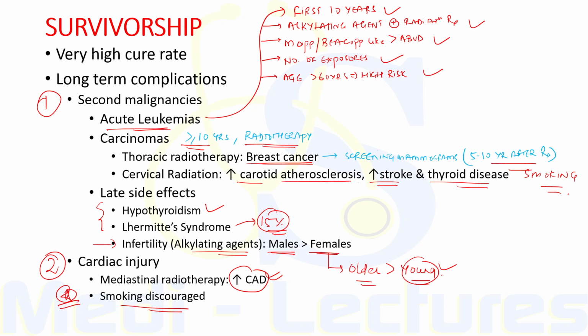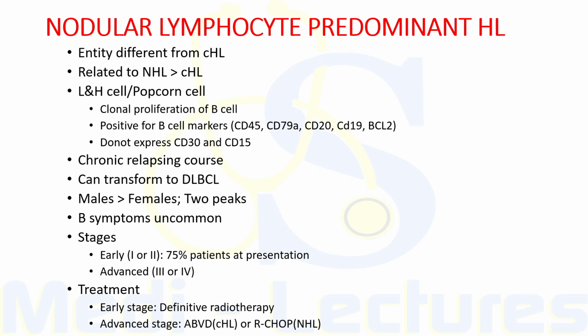So with this, we have completed the discussion on classical Hodgkin's lymphoma. Now let's see a last slide on discussion of nodular lymphocyte predominant Hodgkin lymphoma. It is now recognized as an entity which is different from classical Hodgkin lymphoma. This is an unusual clinical entity and represents less than 5% of the cases of Hodgkin lymphoma.